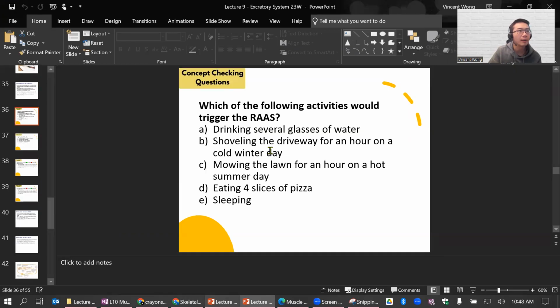Okay, so here's the question that people are asking. Which of the following activities would trigger the RAS, right? So the purpose of RAS is to bring your blood pressure up, and it could be triggered when you are dehydrated, when you're losing blood pressure, right? And so which of these activities cause you to be more dehydrated? So not the first one. Shoveling the driveway for a couple hours, sure, you might sweat a little bit, but you're not going to sweat as much as mowing the lawn for an hour on a hot summer day, right? So if I have to choose one, the answer would be C. Does it make sense?